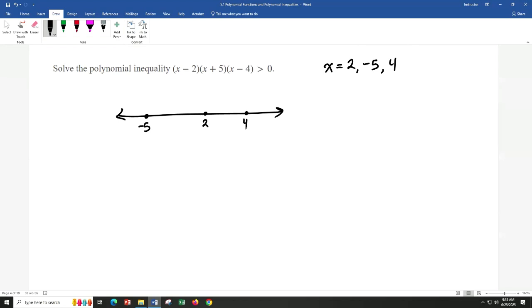Now, this thing is not strict, right? Not strict means I'm going to be using what? Brackets or parentheses? Parentheses, right? Everywhere. Just parentheses everywhere. That's what's nice. When it's not strict, parentheses everywhere. I'm going to create some intervals.